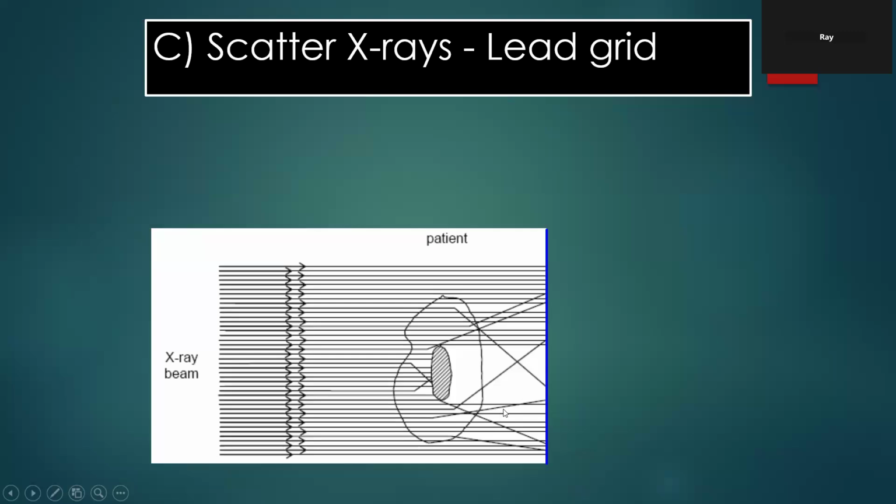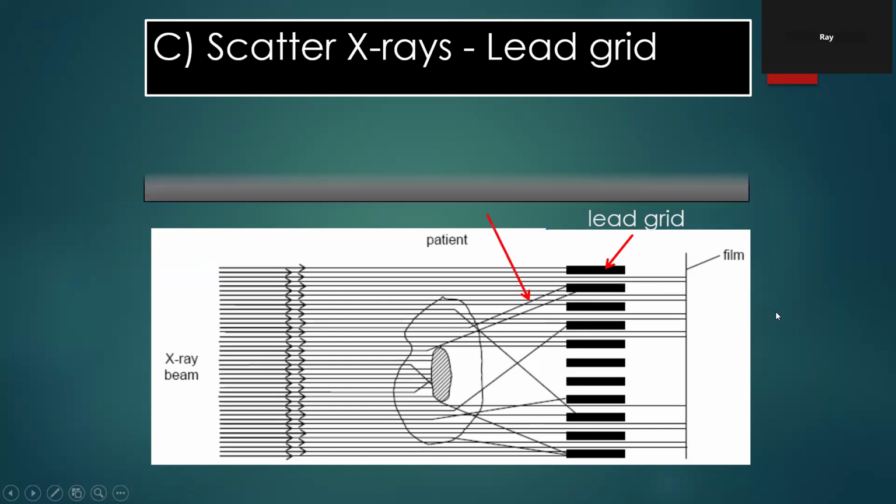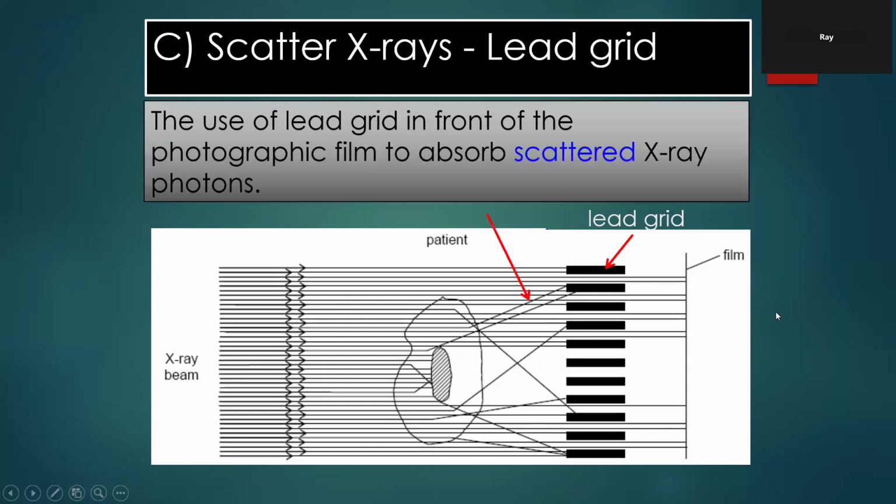Scatter. These are scattering. Instead of going straight through or being absorbed, we scatter there. Same here, scatter there. So with that, we put a lead grid. We absorb the scatter, so it won't come out. Use of a lead grid in front of the photographic film to absorb the scattered X-ray photons.